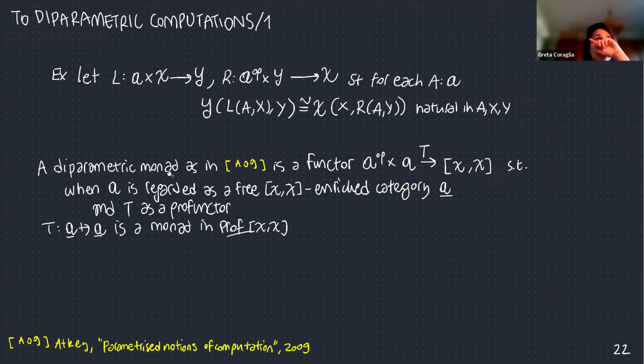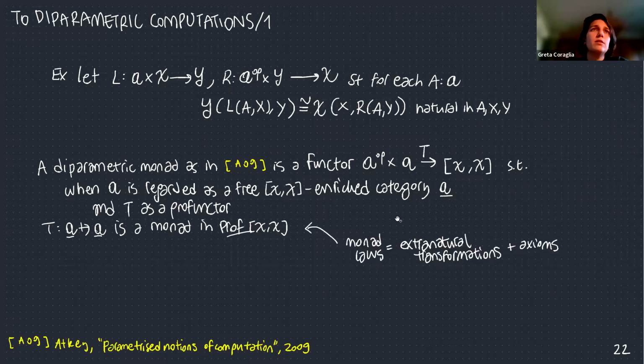He said that a deparametric monad is a functor from A op times A to endofunctors, such that when A is regarded as a free X-enriched category and T as a profunctor, then T is a monad in the category of profunctors. So it heavily uses strict formalism, but this T object here looks like the ones that we've been dealing with, just in the case where the category of parameters is of mixed variance, in a sense.